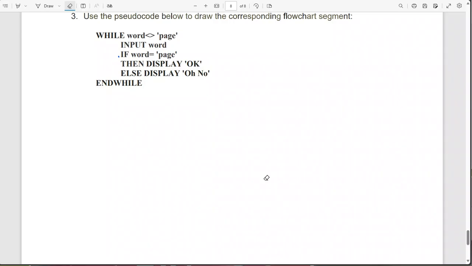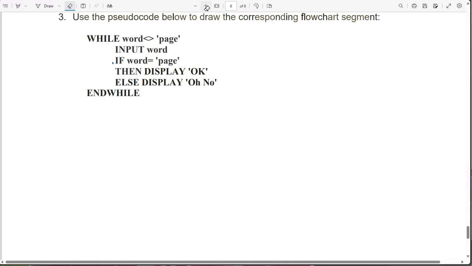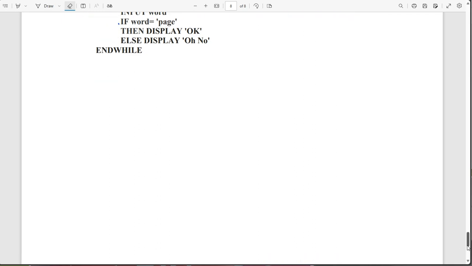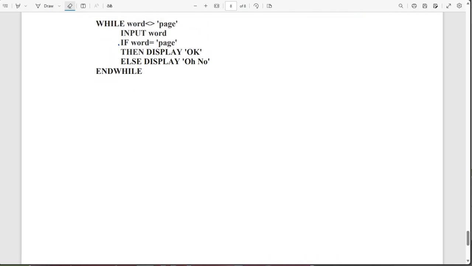On this one, use the pseudocode below to draw the corresponding flowchart segment. So we will be drawing a flowchart. Let me see if I can get some space here for us to have enough space to draw the flowchart. All right. Now we know that's a flowchart, so we start with start, right? We have a start, and that should be in an oval.